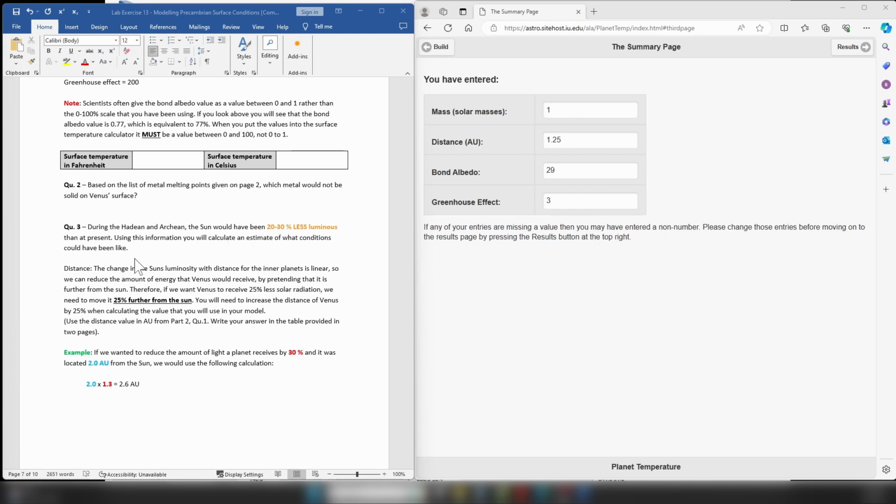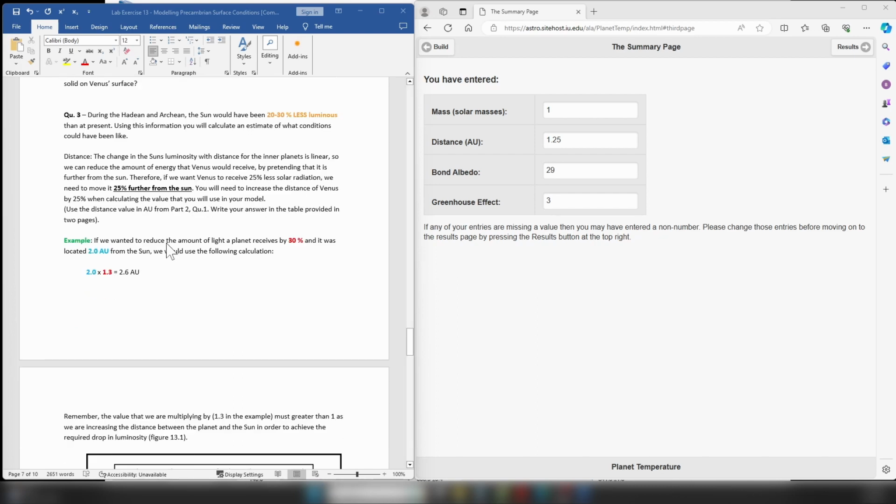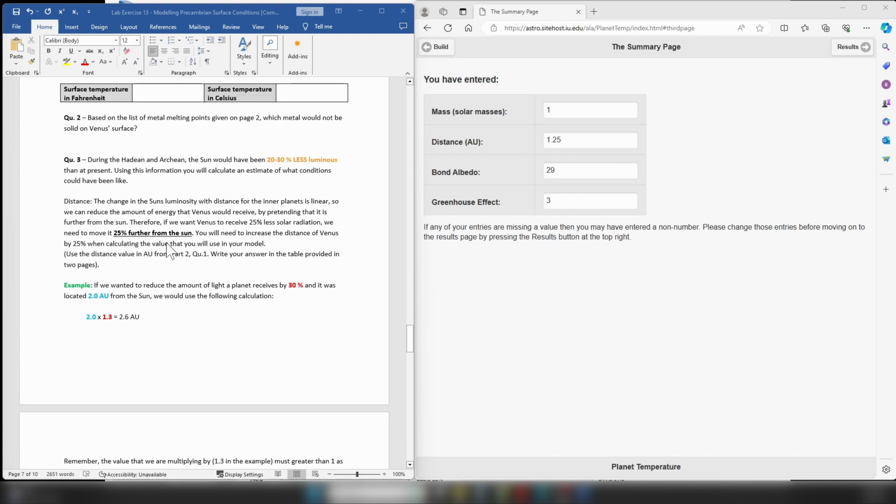Well, we're going to begin by obviously working out what values we're going to put into the surface calculator. Now, to begin with, we know obviously the mass in solar masses of our star is going to be 1. So that one's relatively straightforward. Next, we need to start thinking about the amount of energy that Venus is receiving. So we know that Venus was receiving somewhere between 20 and 30% less energy from the sun during this period. So how are we going to account for that?